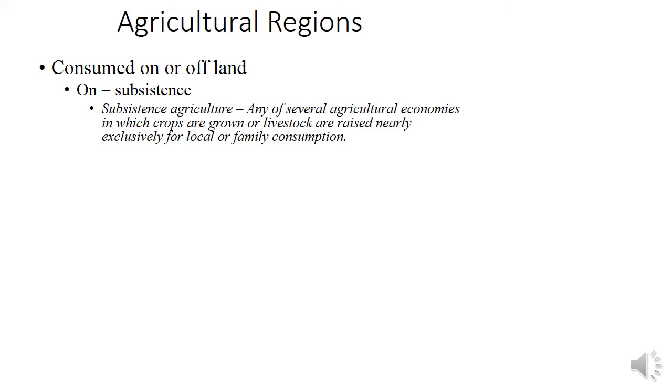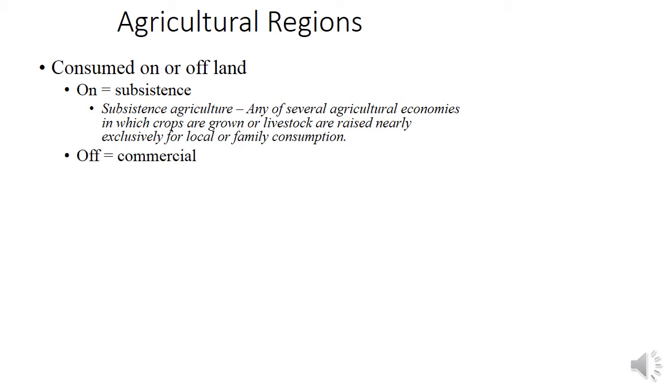All right. This is one of your vocab words. Subsistence agriculture refers to any of several agricultural economies in which crops are grown or livestock are raised nearly exclusively for local or family consumption. This way of life is disappearing more and more, and I'll try to note that later in the lecture. Even subsistence farmers nowadays very often grow some portion of their crops that they plan to sell in a market.